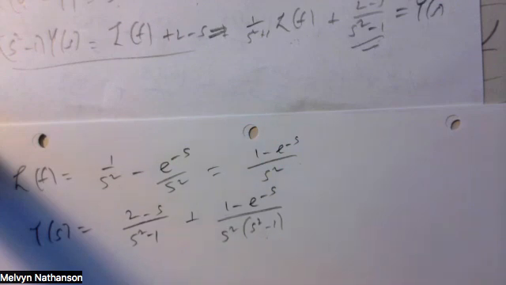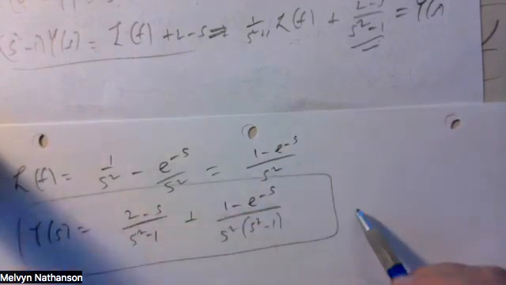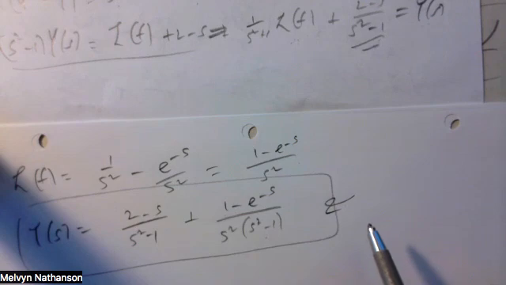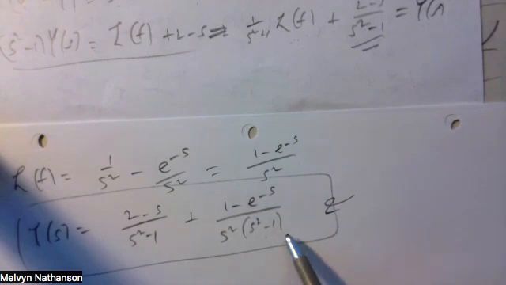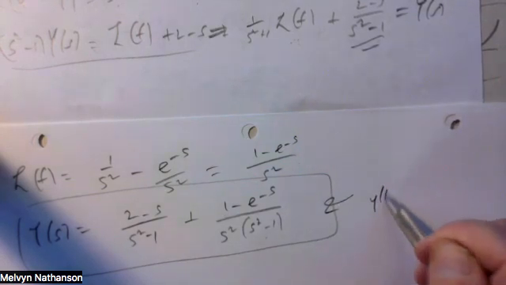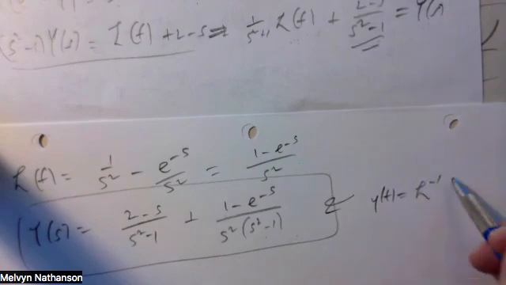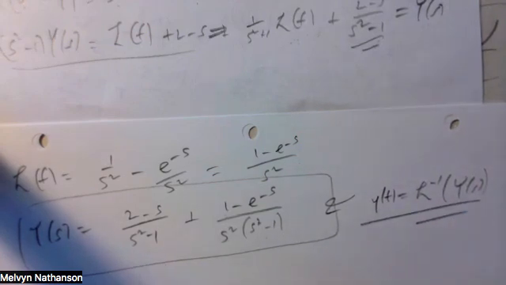Yeah, okay. So this is correct. And this is exactly... so we have to find the inverse Laplace transform of this. So y of t is the inverse Laplace transform of Y of s. So I have to take the inverse Laplace transform of this.